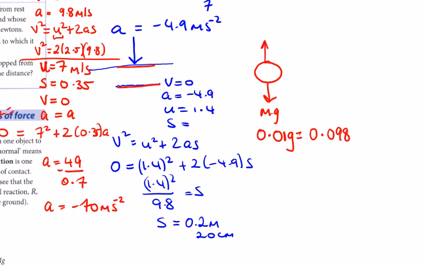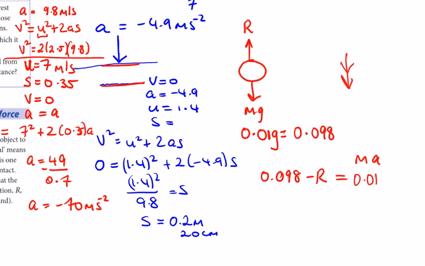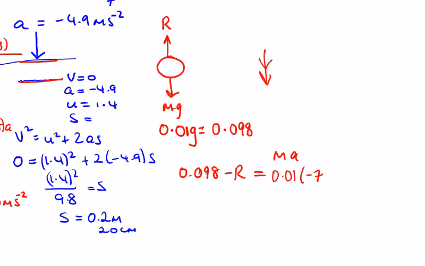We have resistance here. So now I can get my resultant force, it's going down in this direction. So 0.098 minus R is my resultant force. That's equal to MA. And we have the M is 0.01, and we have A over there to be minus 70. Minus 70. So that's going to give 0.7 on the right hand side. So if I bring R to the right and add 0.7 to this, I'm going to get 0.798 is equal to R.